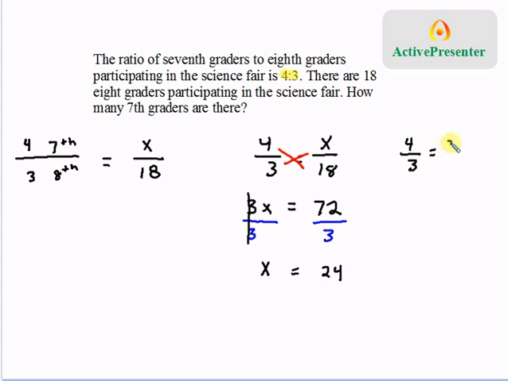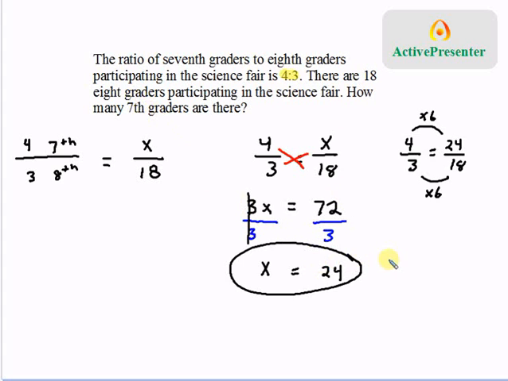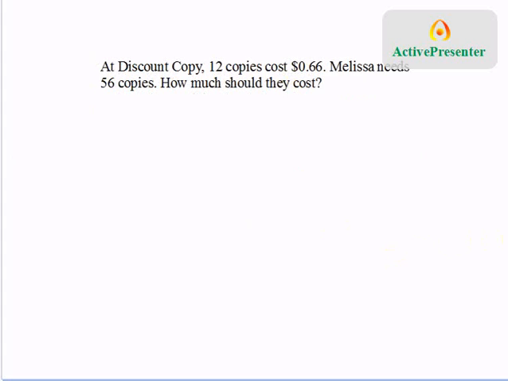4/3 is equal to 24 over 18. We know that 4 times 6 gives us 24, and 3 times 6 gives us 18. So in fact, this is the proper relationship, and so for every 18 8th graders, there will be 24 7th graders. Then one last problem, just to run one more by you.